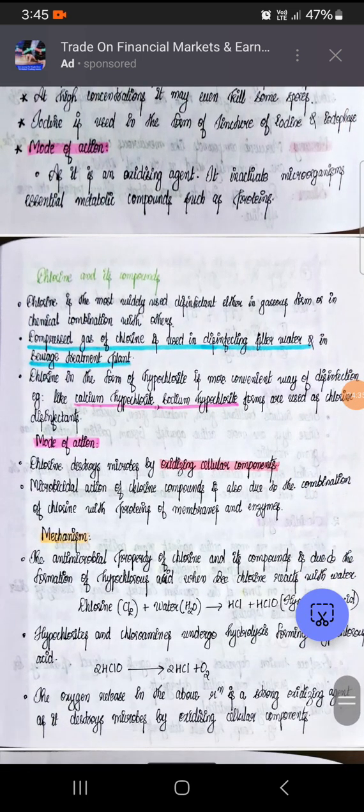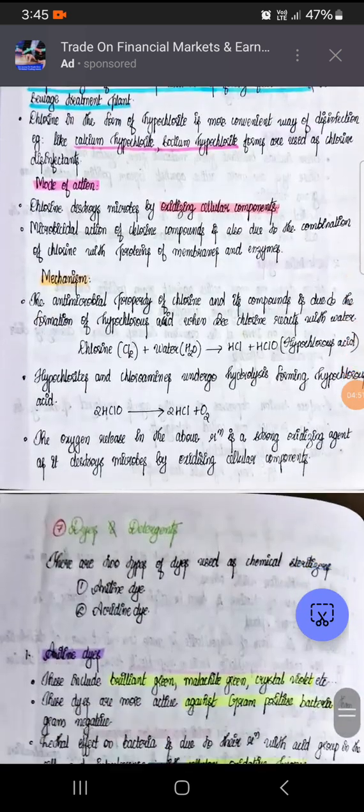Chlorine and its compounds. A compressed gas of chlorine is used in disinfecting filtered water and in sewage treatment plants. Example, calcium hypochlorite, sodium hypochlorite. Mode of action: it oxidizes the cellular components.